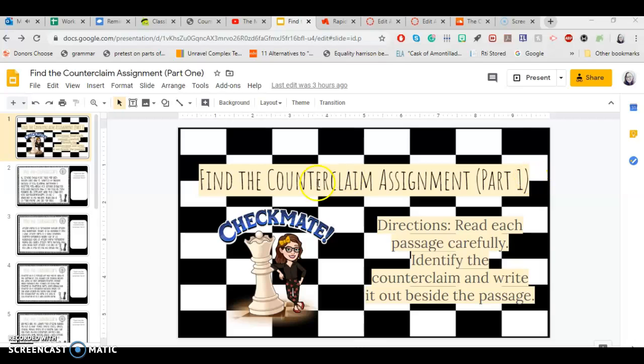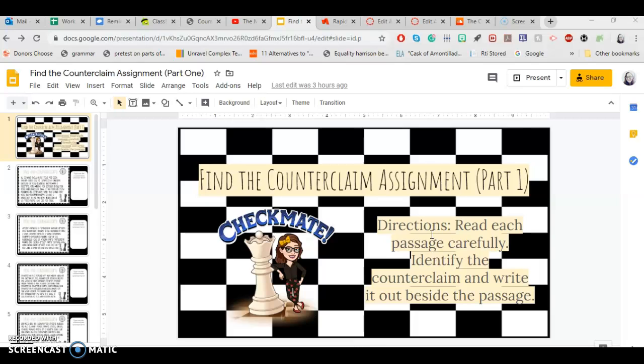So what we're going to be doing today is practicing finding the counterclaim. As I mentioned in our previous lesson, I think that we really need to practice finding the counterclaim in a passage, because this is the big new thing for you guys in the seventh grade. So this is the new vocabulary, right? And this is going to be difficult for some of you. I've noticed that it has been difficult for some of you.